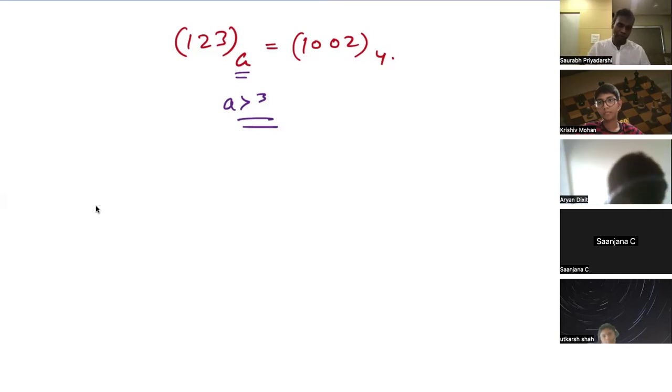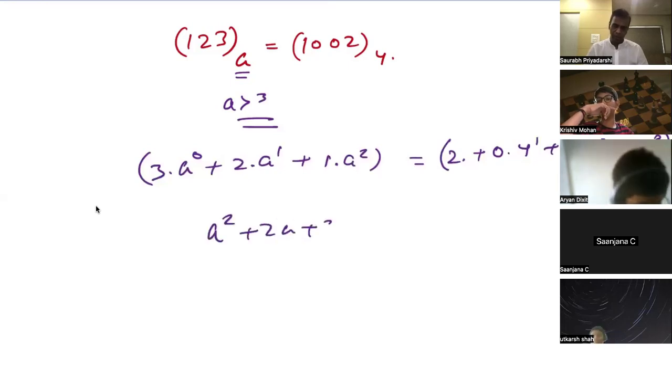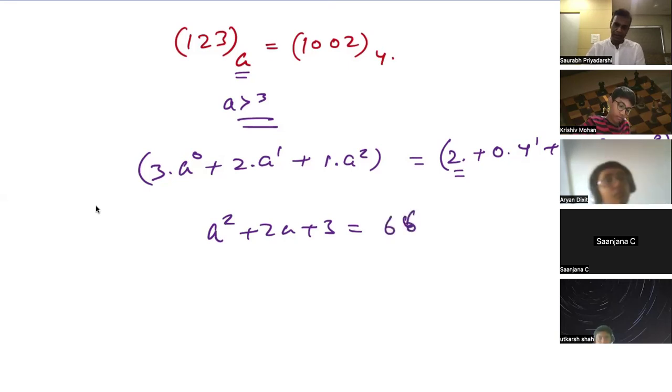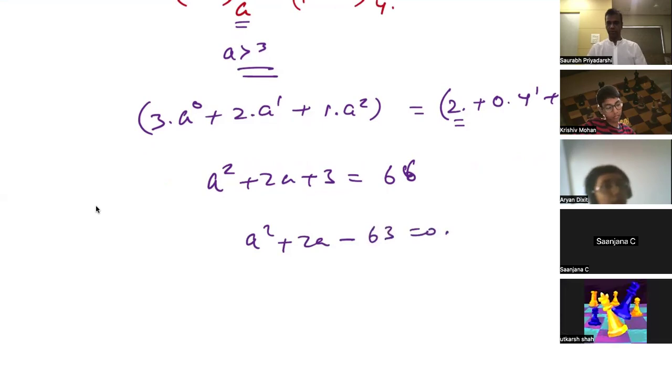After थोड़े से practice के बाद we'll go for, without changing the base, directly we have to go for A square is equal to 2 plus 0 into 4 to the power 1 plus 0 into 4 to the power 2 plus 1 into 4 to the power 3. A square plus 2A plus 3 is equal to, this is 2, and this is 64 plus 2, 66. So A square plus 2A minus 63 is equal to 0.